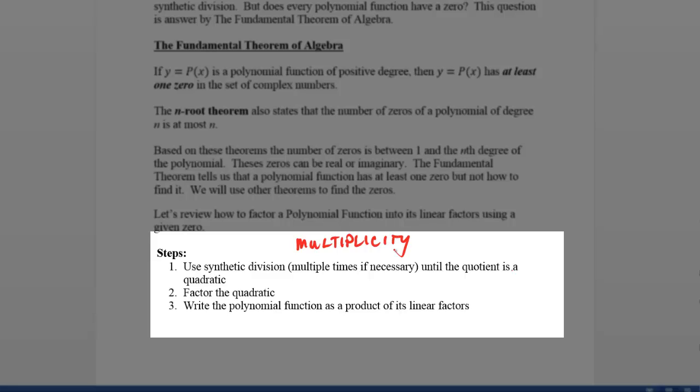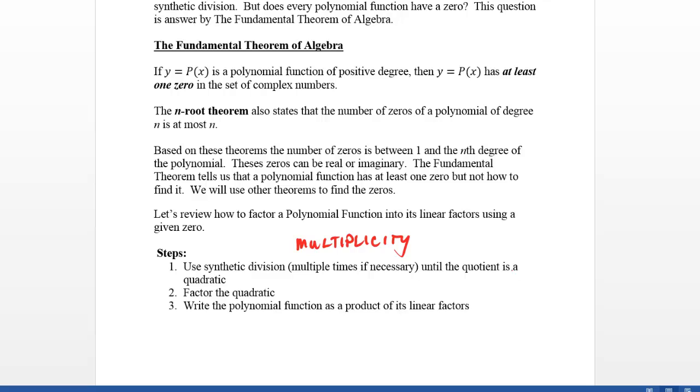And if you recall, multiplicity means that the particular zero that we're working with could happen more than once. And so we're going to use synthetic division as many times as it tells us to for that particular given zero. Then we're going to hopefully whittle down whatever our higher degree polynomial is to a quadratic, and then simply factor the quadratic. And then we're going to write the polynomial function as a product of those linear factors. What we'll eventually use this process for is to solve polynomial equations in later sections.